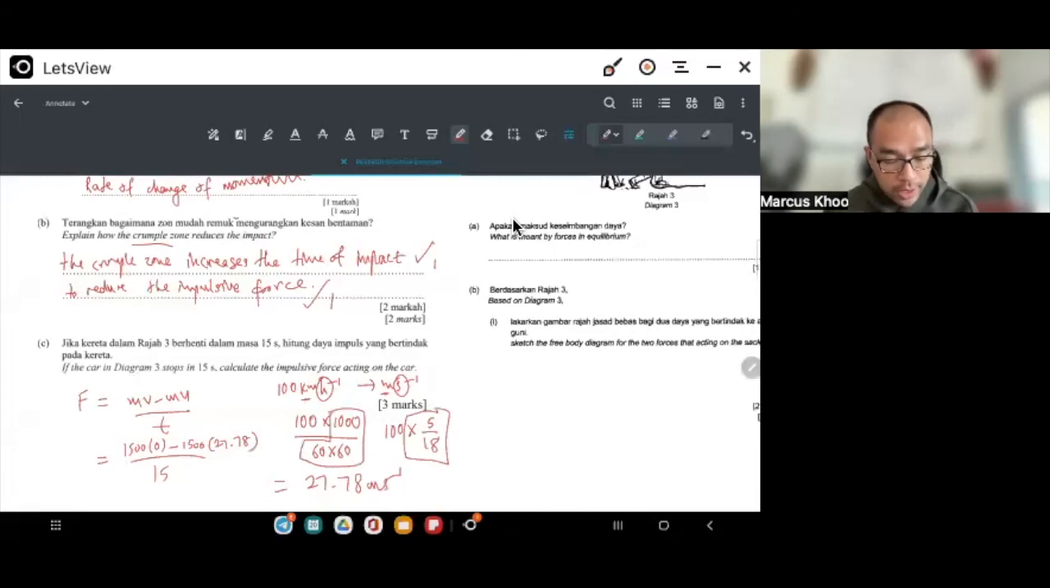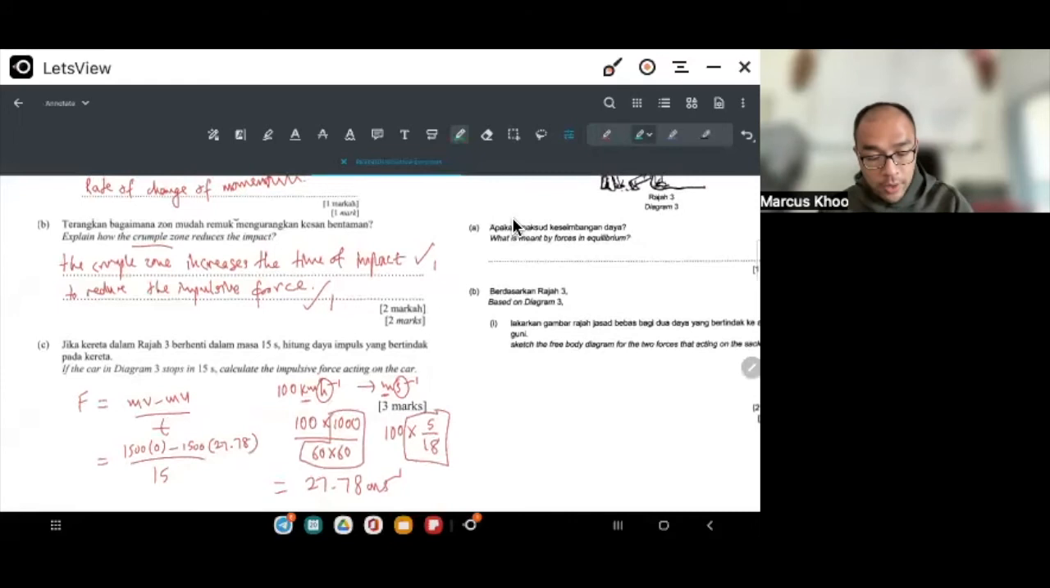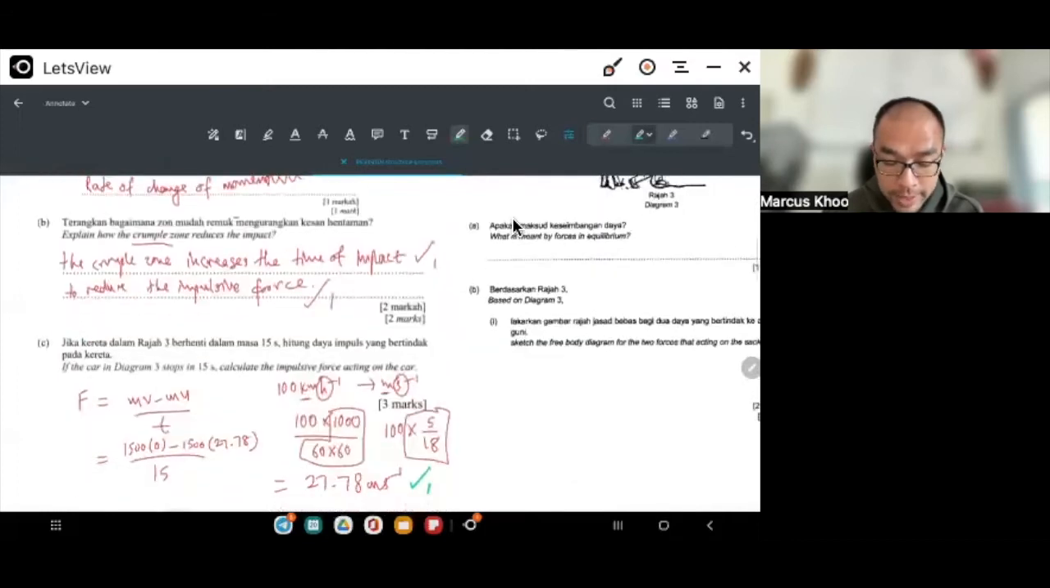So anyway, once you calculate this, the changing of 100 kilometers per hour to meters per second is the first mark. The second mark is the substitution. And of course, the third mark will be 1,500 times 27.78 divided by 15, which will give you about 2778 newtons. 2778 newtons is quite a big impact.